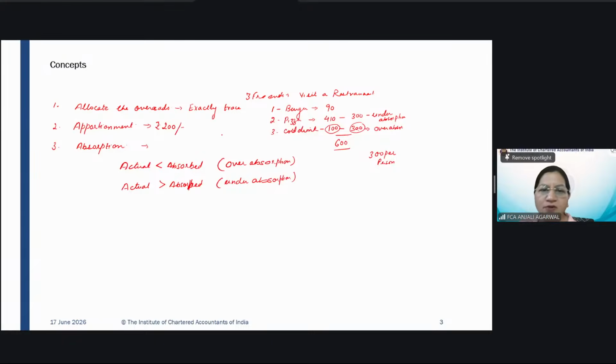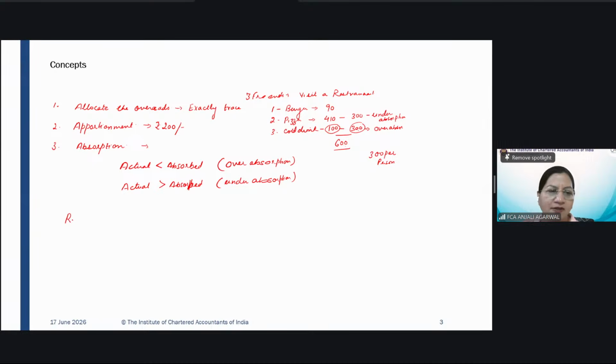So when there is allocation, it is exactly traceable per person. When there is apportionment, even then the total bill is exactly absorbed and there is no over or under allocation or apportionment. Exactly 600 is the bill and exactly 600 would be paid. In case of absorption, however, there can sometimes be over or under absorption. So what allocation means, you will exactly know.